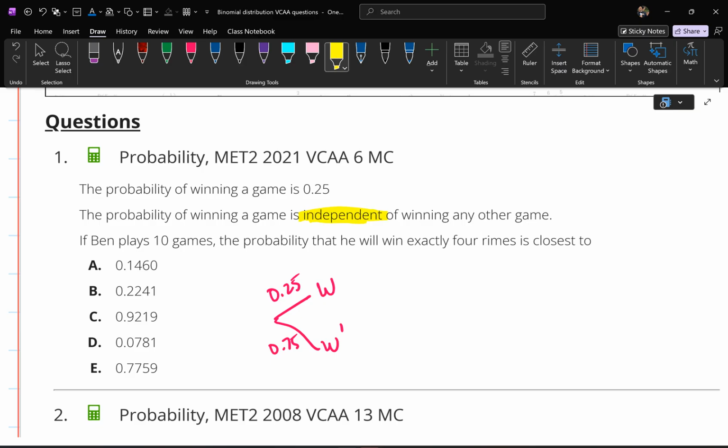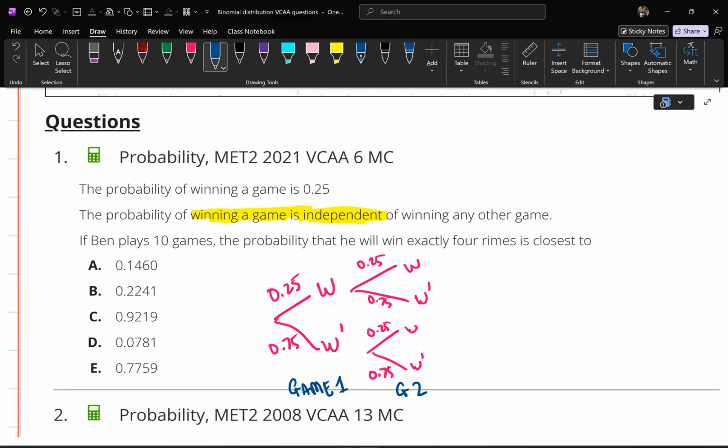It's when they tell you this. They say that winning a game is independent. So that tells you that every probability is consistent. It's independent. Therefore, you can assume this: 0.25, 0.75, 0.25, 0.75. Okay? And it can carry on. So that's 2 branches. In our case, we're not playing 2 games. We're not doing game 1. This is game 2. You need to go all the way, draw a tree diagram till you get to game 10. That's the long way of doing it.